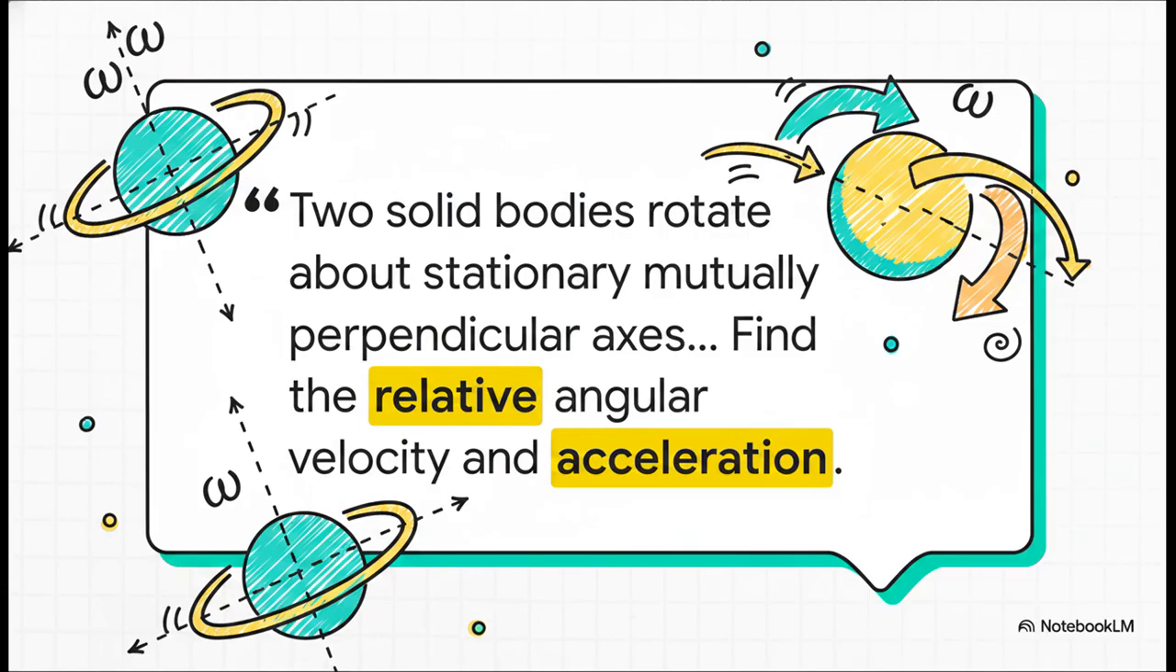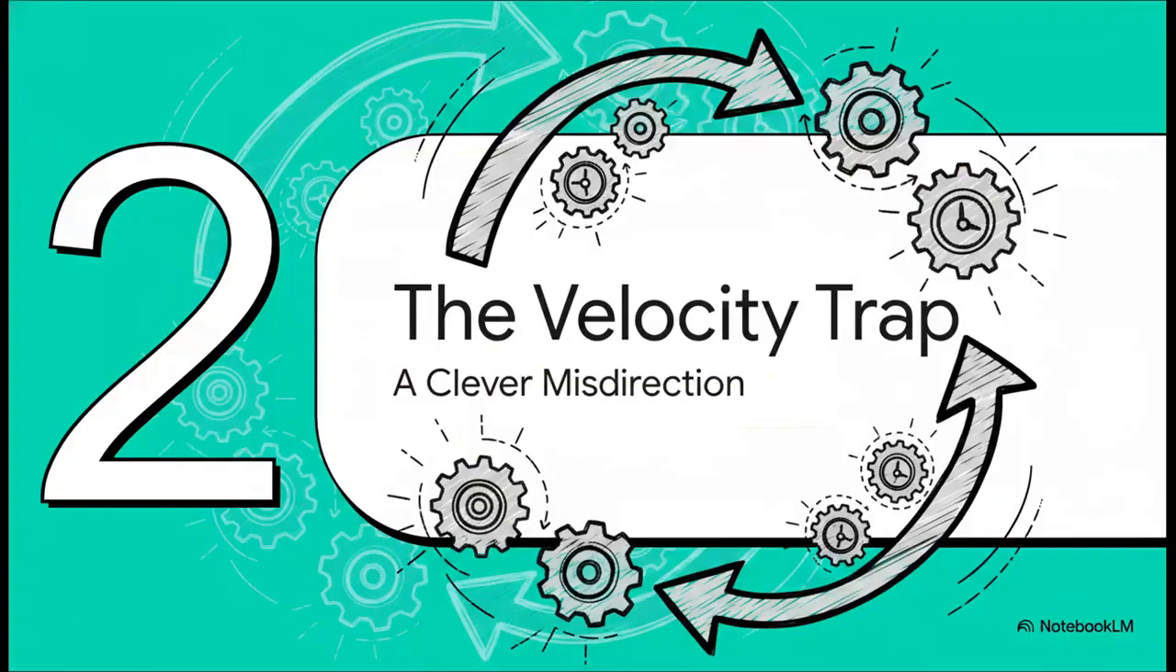We've got two solid bodies, and they're rotating around axes that are perpendicular to each other. Now, here's the key phrase. Their angular velocities, omega-1 and omega-2, are constant. And the goal? Find the relative angular velocity and the relative angular acceleration of one body with respect to the other. And this right here is where almost everyone gets snagged.